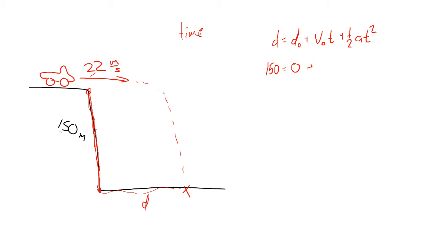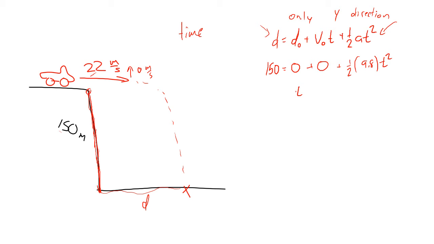Starting from nothing, because we can call this 0, plus v0. What's your starting speed? Your starting speed is not 22. Your starting speed is 0, because what we're doing right now is only the y direction. Since you're driving level off of a cliff, how fast are you going up and down? You're going up and down 0 meters per second. So you have no starting velocity, times time, but whatever. Plus 1/2 times acceleration. Your acceleration is 9.8 whenever you're doing gravity, t squared. So that's what we got.